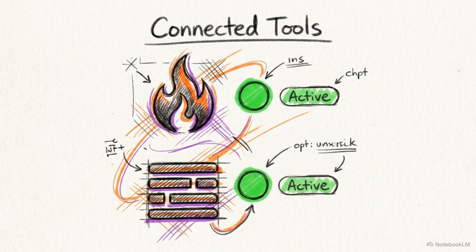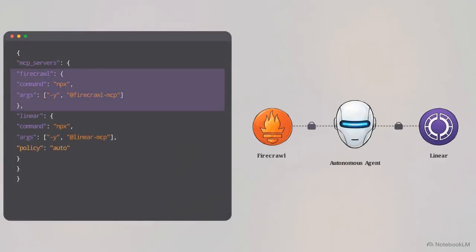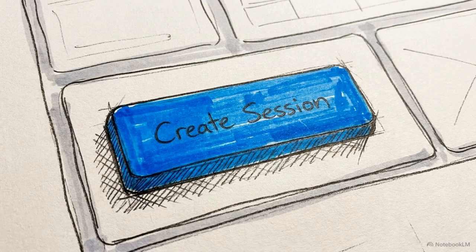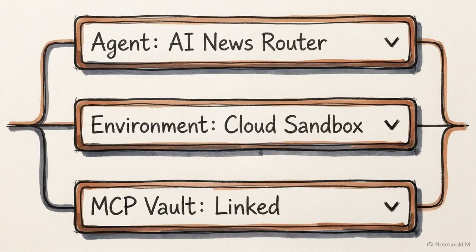Save the JSON file and then look under Connected Tools in the UI. You should see both Firecrawl and Linear listed and active. Defining these parameters through JSON gives you strict control over exactly what data the agent can pull and what systems it is authorized to modify. Our final setup phase puts all these pieces to work by spinning up a session. Create a new session and link the components we just built. Select your agent, assign your environment, and attach the MCP vault to pass through your credentials.